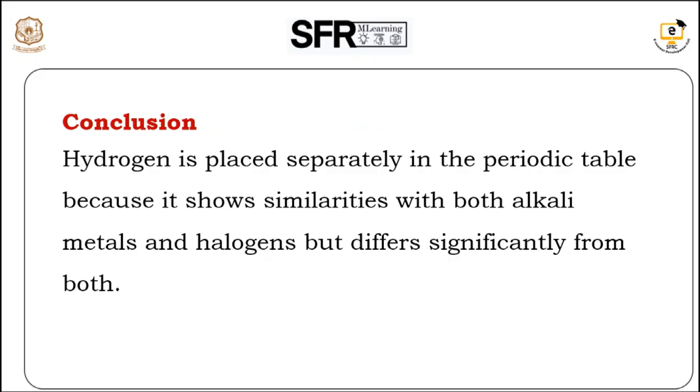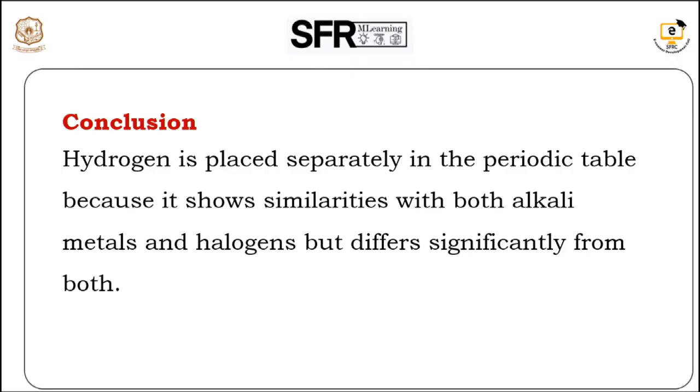Next, conclusion. From this we have placed hydrogen separately in the periodic table. In many periodic tables, hydrogen is placed in the center, or sometimes in the number 1 position, but it is placed separately because it shows similarities with both the alkali metals and the non-metal halogens, but differs significantly from both. From the students' point of view, if we are asked the position of hydrogen in the periodic table, it is an 8-mark question.